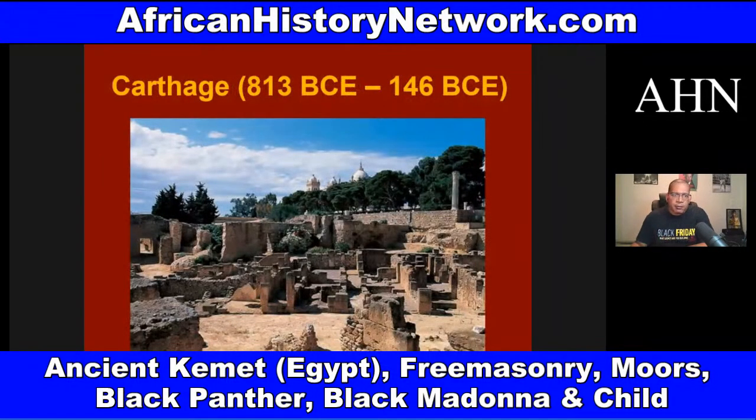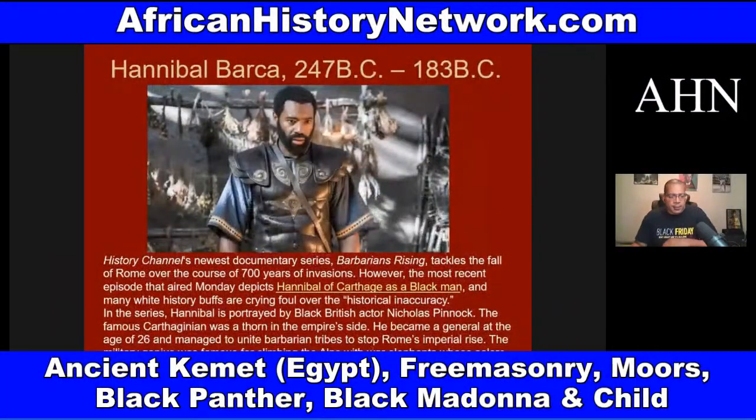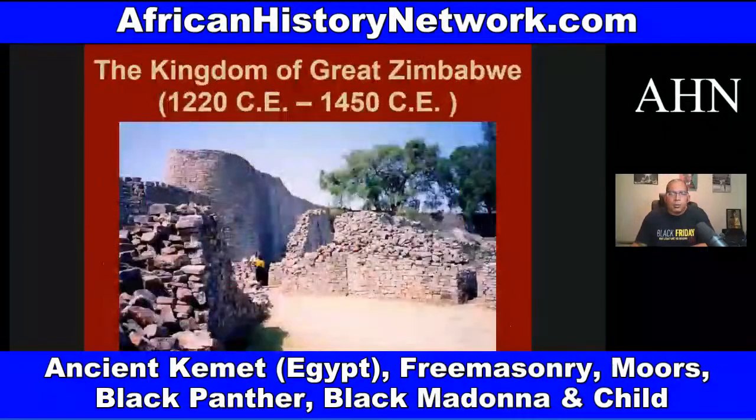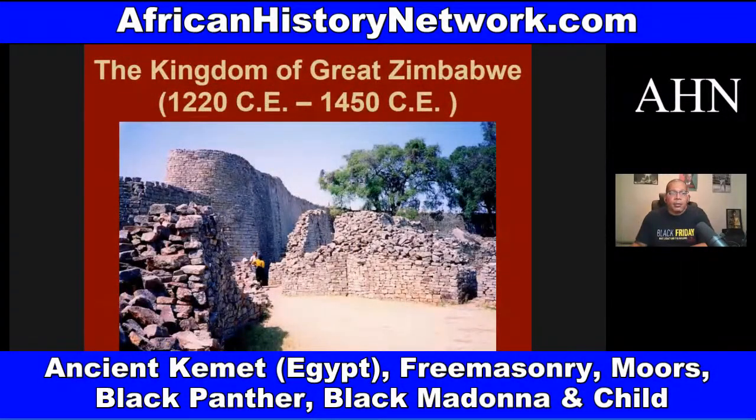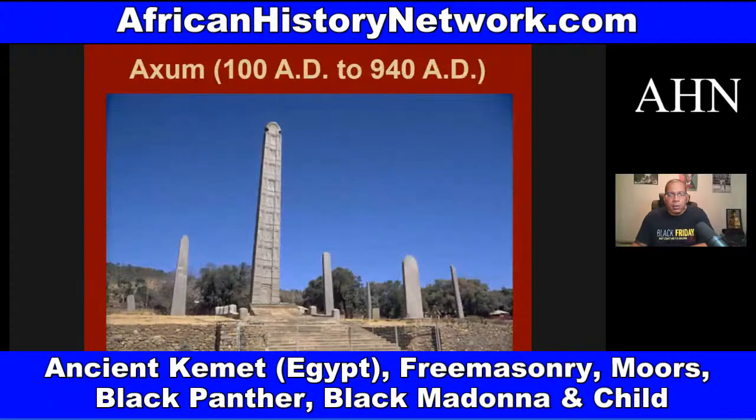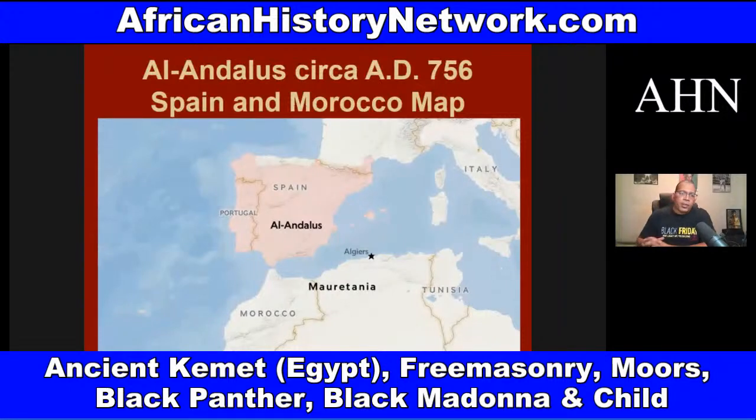So we look at different ancient civilizations like Carthage, and we look at the Punic Wars and Hannibal Barca as well in the Battle of Cannae in 216 BC, Hannibal defeating the Romans. So we go through and look at this history chronologically. We look at the Kingdom of Great Zimbabwe as well, Axum also. And then we look at the Moors, and the Moors going into the Iberian Peninsula and settling in 711 AD and settling in Al-Andalus. Okay, and they're going through Morocco.